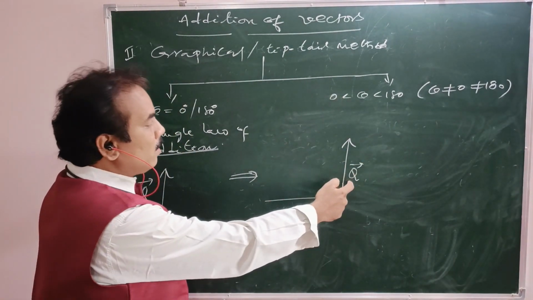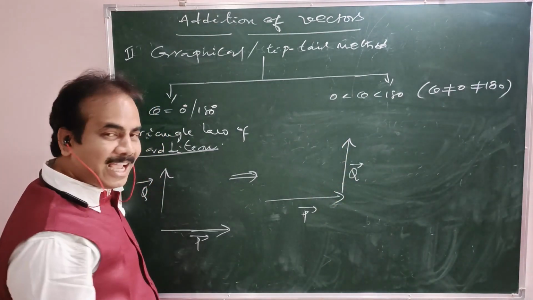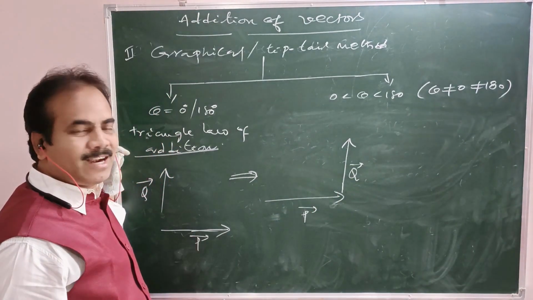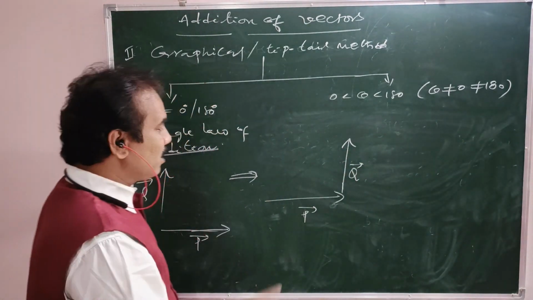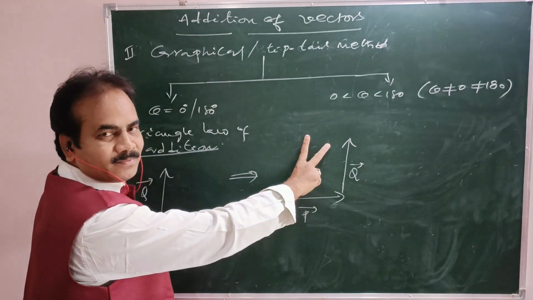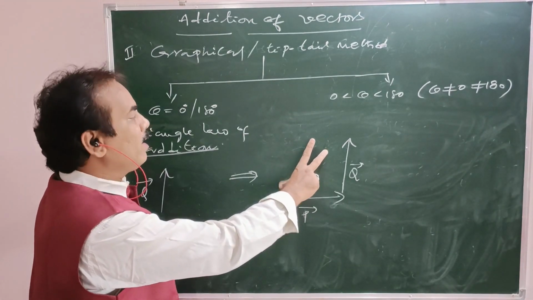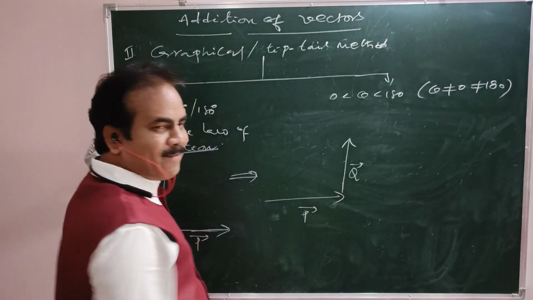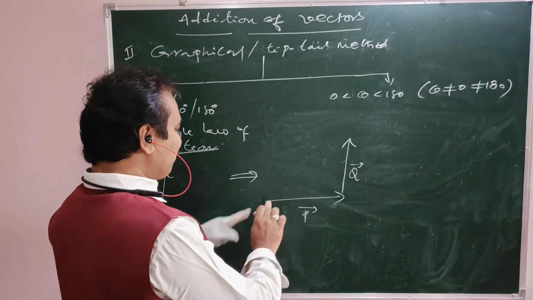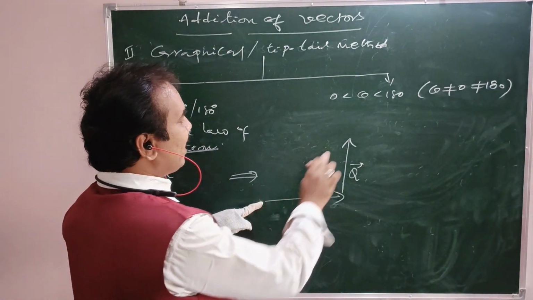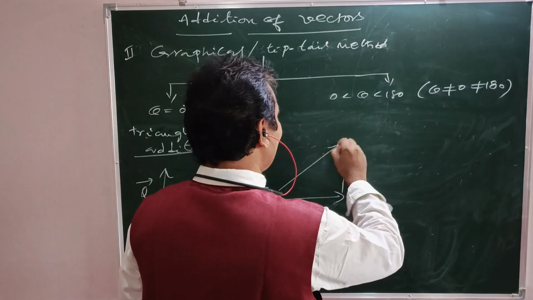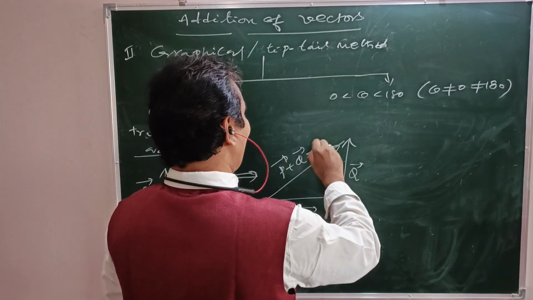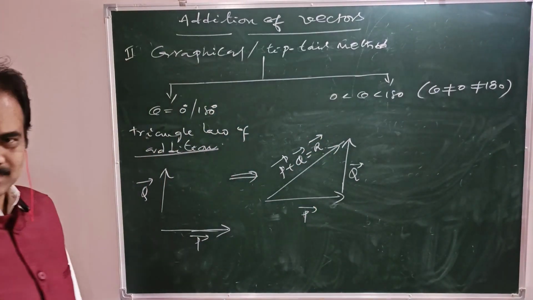Okay. Now we have two sides of the triangle. A triangle should have three sides. Here we have two sides. What about the other side? This is the other side, the closing side of the triangle. Now, what is the resultant of P bar and Q bar? That is, P bar plus Q bar means a vector drawn from the tail of the first vector to the head of the second vector. Like that. This is P bar plus Q bar, that is R bar.